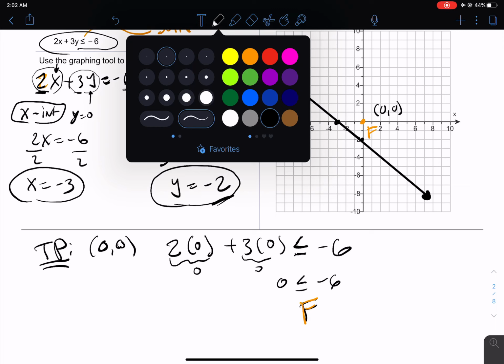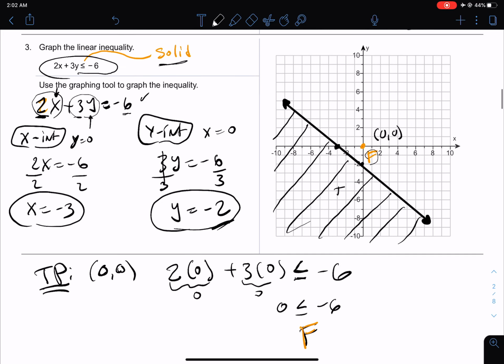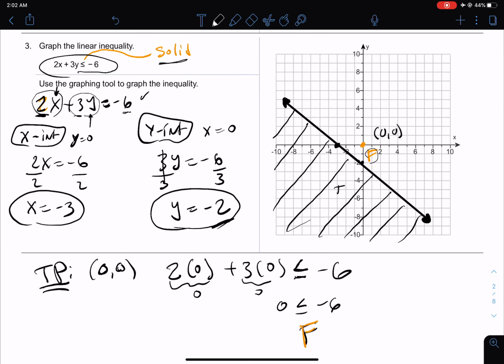So that means my solutions that will work with this problem are going to be on this side, the opposite side, the true side, right? If this is the false side, then this is the true side that has all the true answers. And once again, you could always test it by putting some points in there, and that will make this original inequality true. Any point over here will make the inequality false. Any point over here will make the inequality true, and that's why we shade it, because that's saying these are my answers. There's infinitely many x, y points that'll work, but they have to come from the shaded side of this graph.